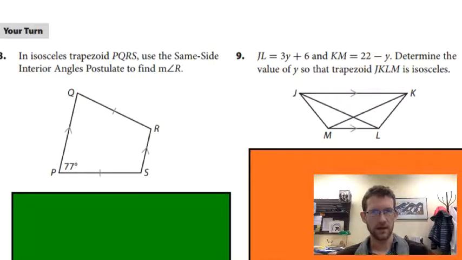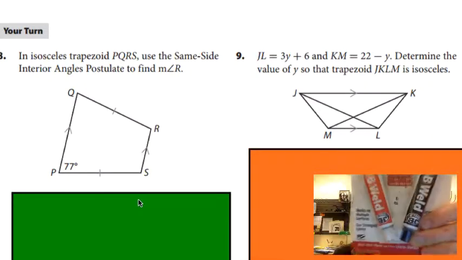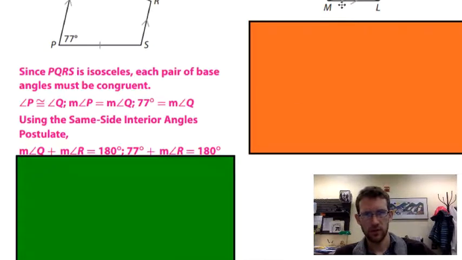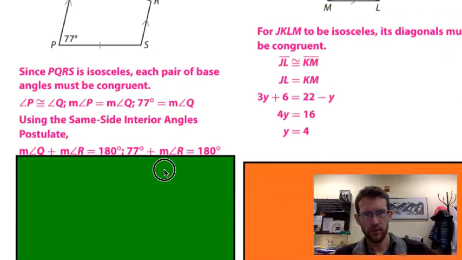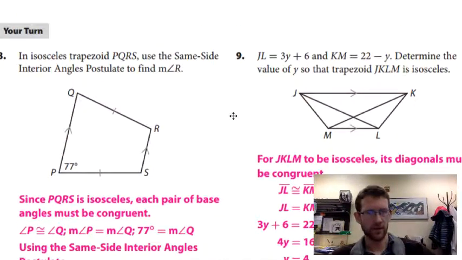Okay. See if you can do number 8 and number 9 real quick. So pause here. To give you those answers, the first one's 104, the second one's y equals 4. That's all you have to figure out.